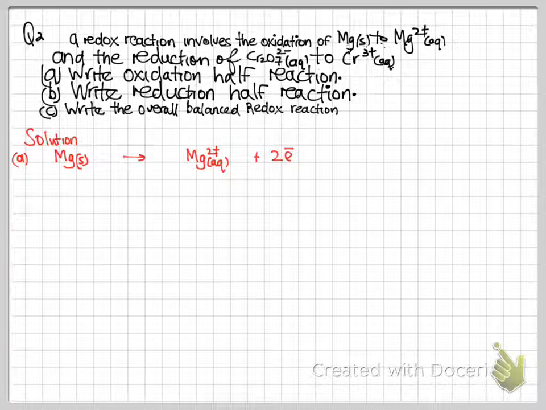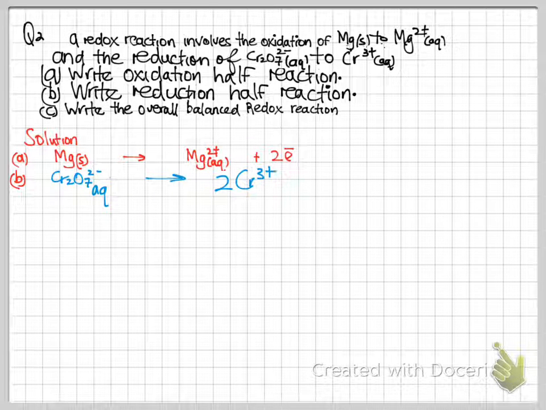Looking at the magnesium, there's 1 mole on either side of the equation. And the charges are actually balanced. There's 0 charge on the left and there's 0 charge on the right. Okay, next we write down the reduction reaction.